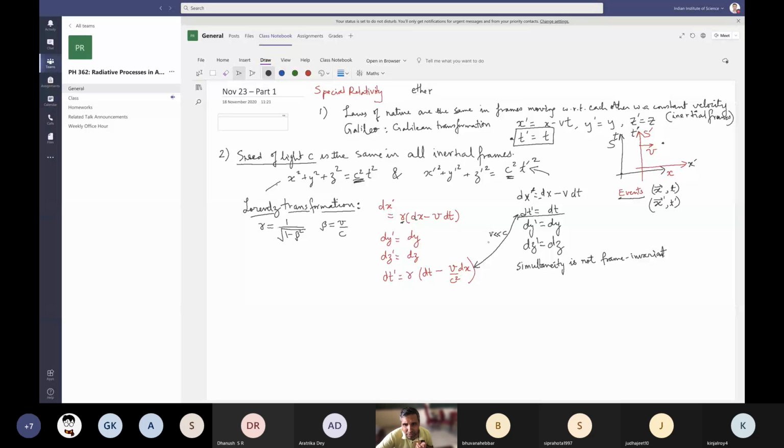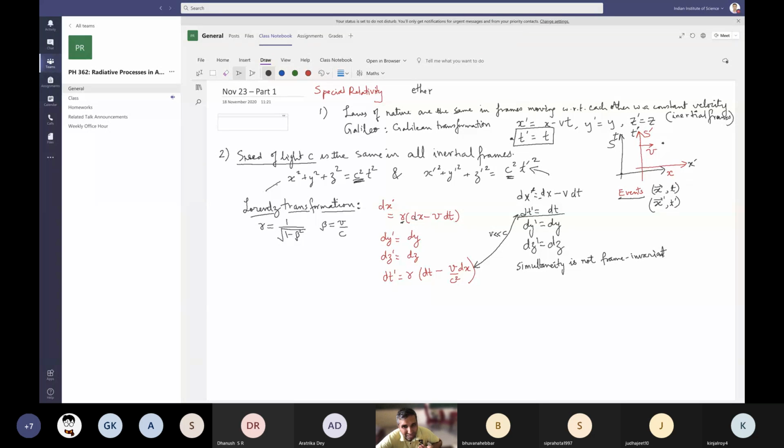So when v is much less than c, gamma goes to 1, and so dx prime is dx minus v dt, which is nothing but the Galilean transformation. When v is much less than c, gamma is 1, and this term is actually small because v is small. So dt prime equals dt. So only when v is close to c do you appreciate this difference.